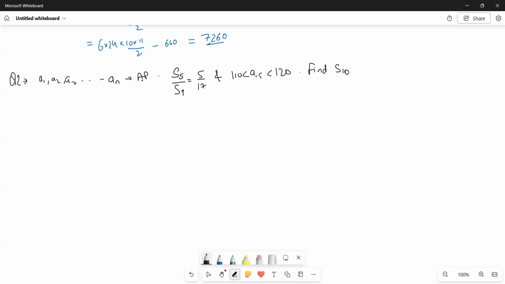If A1, A2, A3, ..., AN is an AP of natural numbers, add this. A1, A2, A3, ..., AN represents an AP of natural numbers such that S5 by S9 is 5:17. So the sum of first 5 terms divided by the sum of first 9 terms is 5 by 17, and A15 lies between 110 and 120. Then find the sum of first 10 terms.